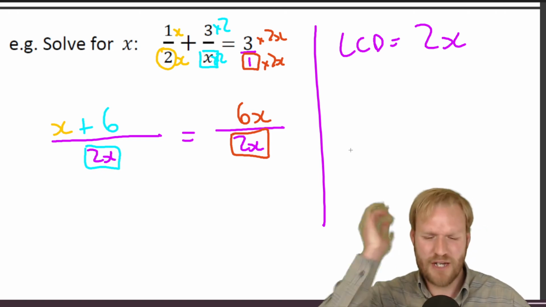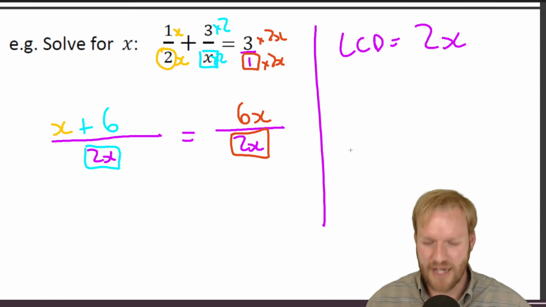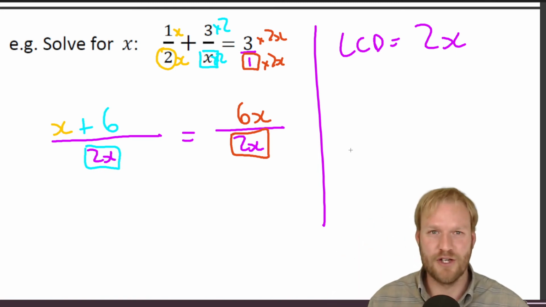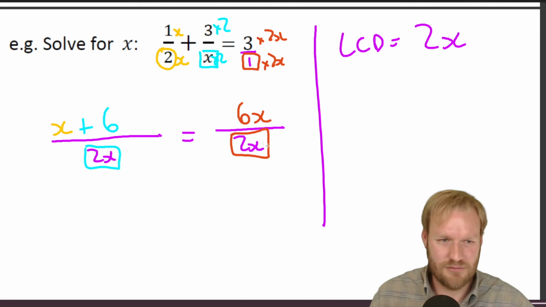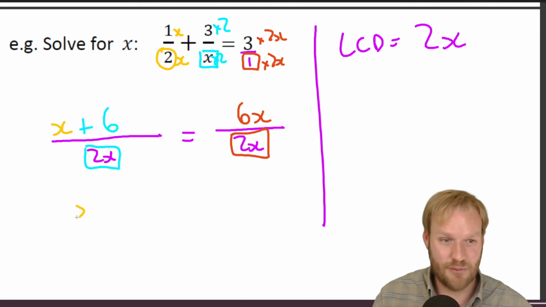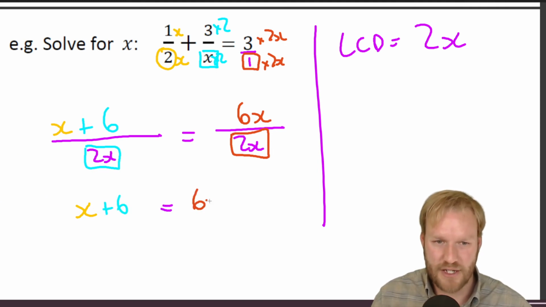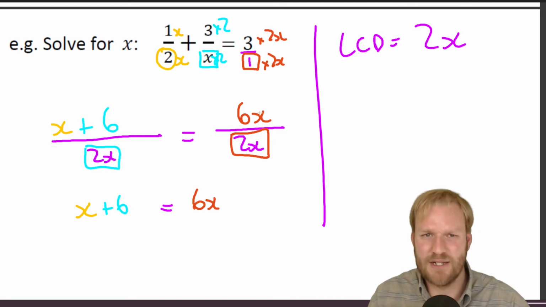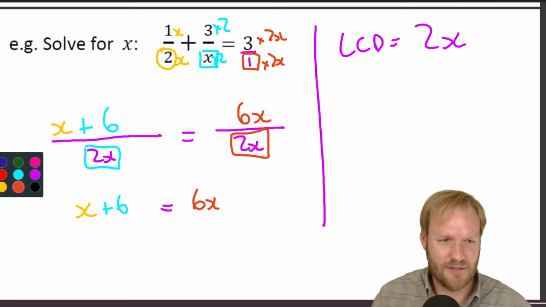Describe just fairly briefly how you're going to solve the rest of your equation. Well, I don't know, it could vary slightly. My strategy from here would be to say that the denominators are the same, so therefore my numerators are the same. So x plus 6 must be 6x.